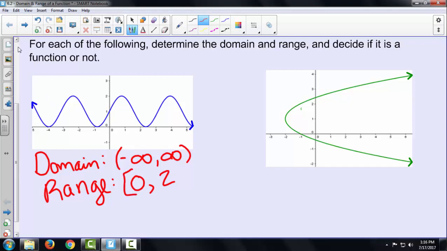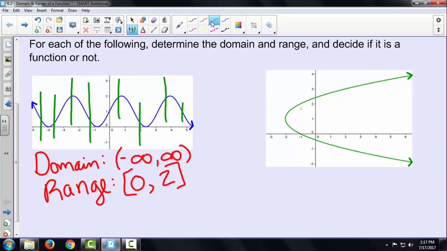So it hits 0 and 2. So we put our boxes or brackets around it to include 0 and 2. It actually does hit those. And then using our vertical line test, notice no matter where we draw a vertical line, it only hits the blue graph once. So this is a function.